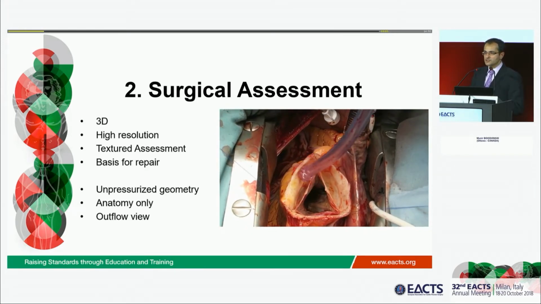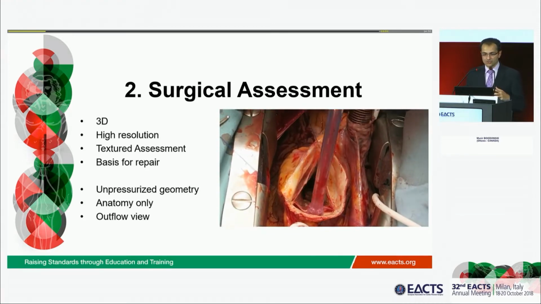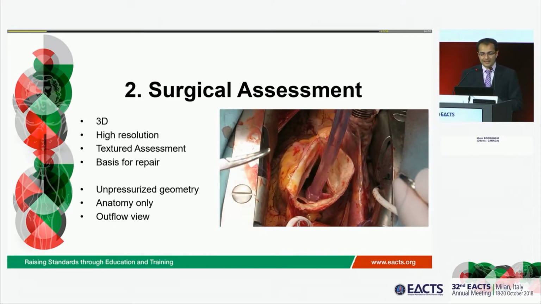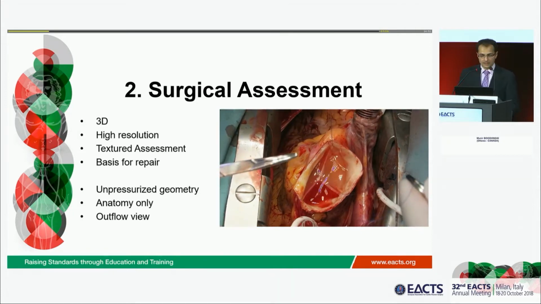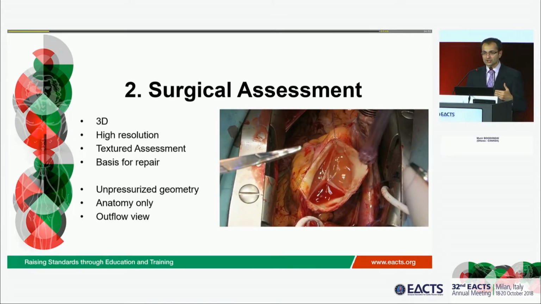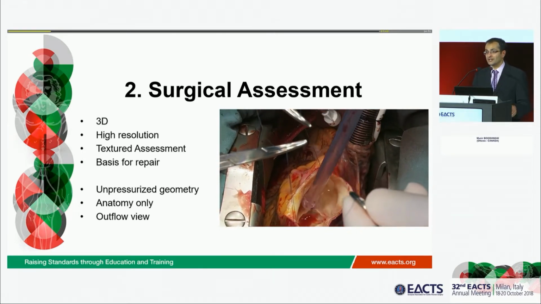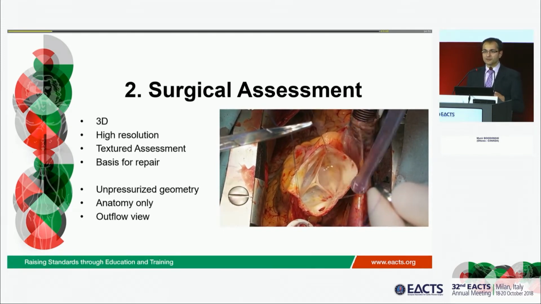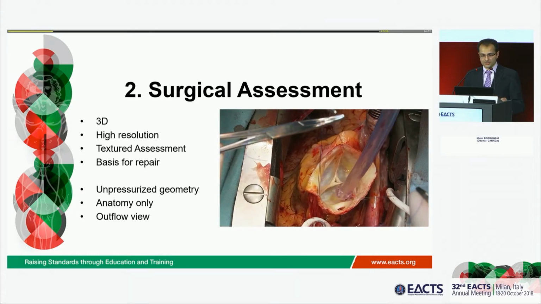In contrast to echocardiography, surgical assessment is 3D. It allows you to visualize all the different relationships between the sinuses, the root, and the leaflets. It's a much more textured assessment. It allows you to assess things like cusp quality, cusp mobility, the relationship of the various elements. It allows you to see things that sometimes are not apparent on echo, like fenestrations in the cusp leaflets. And it is primarily then the basis for the type of repair strategy that's chosen.